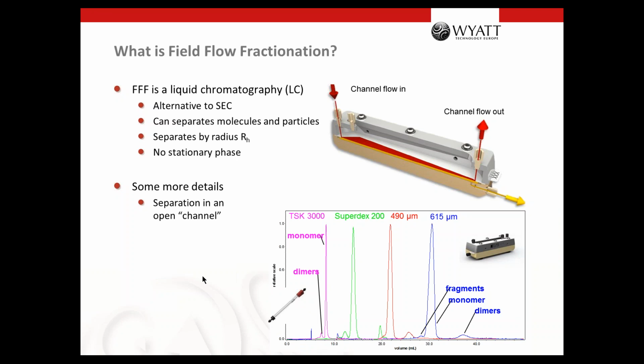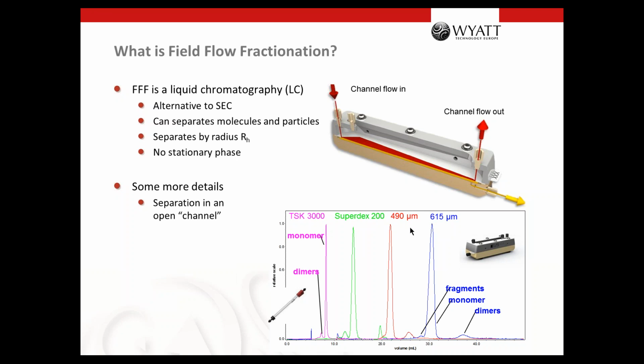When you make a separation with FFF, you see a very huge difference between SEC and FFF. And the main difference is that in SEC, first the dimer elutes and then the monomer. So the purple line here is a separation with a TSK 3000 column, which is a very well-known column in the protein world. And the green measurement here is the monomer and the dimer of BSA if you use a standard Superdex 200 10 by 300 column. Also a very well-known column for proteins.